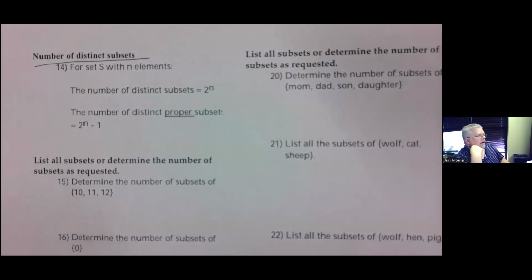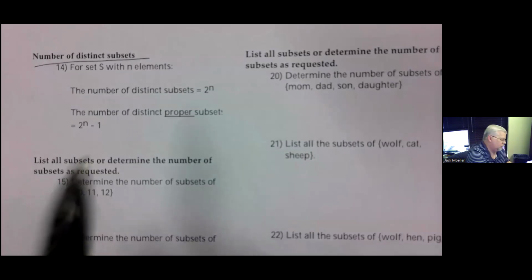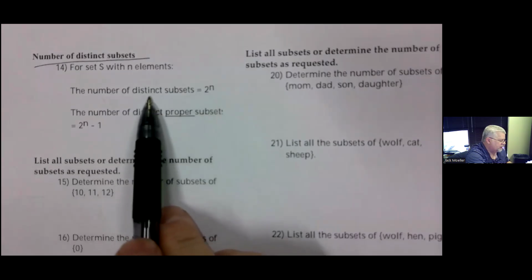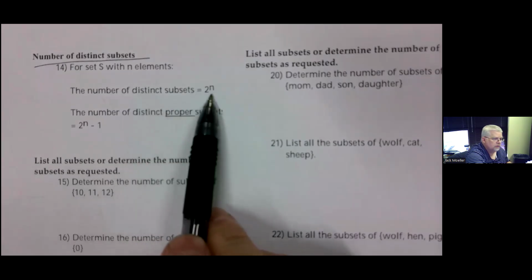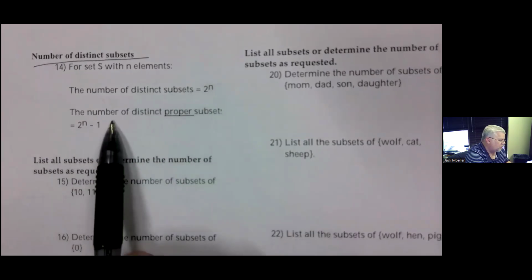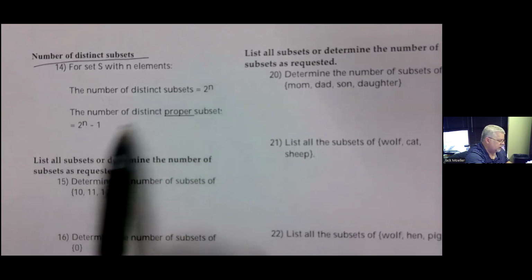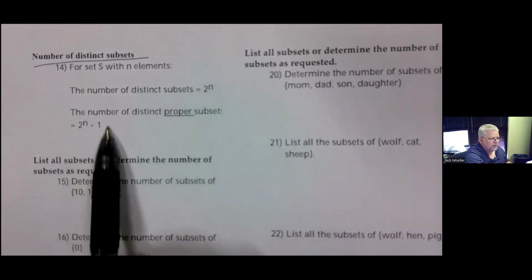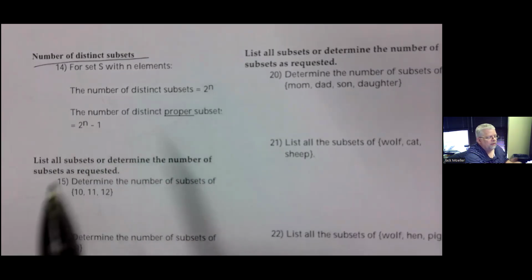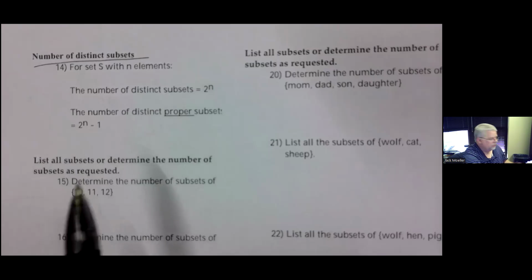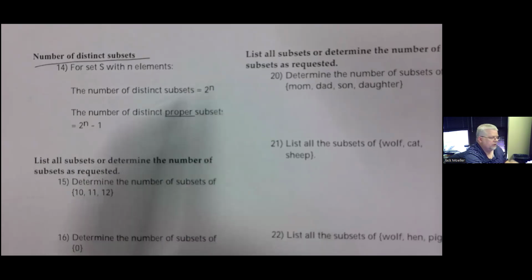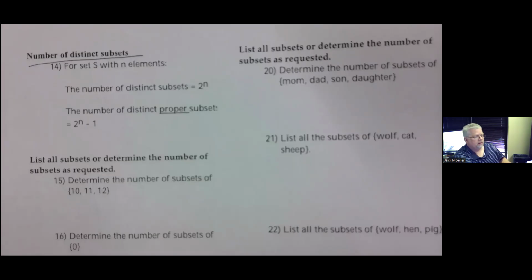If you want to know why, that would be under probability, which is chapter 11, which we're not covering this semester. So just take it as a rule: the number of distinct, which means different, subsets is 2 to the n. The number of distinct proper subsets is 2 to the n minus 1. Where's that minus 1 coming from? Well, they can't be equal to each other, so we have to subtract 1 from the answer we got for the number of subsets.